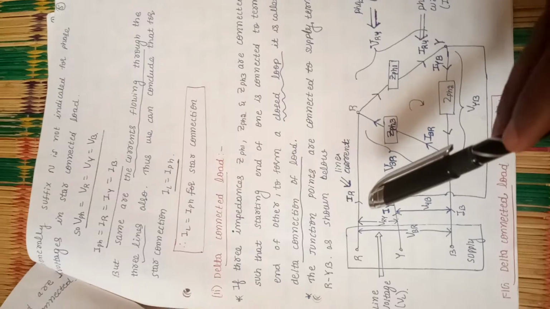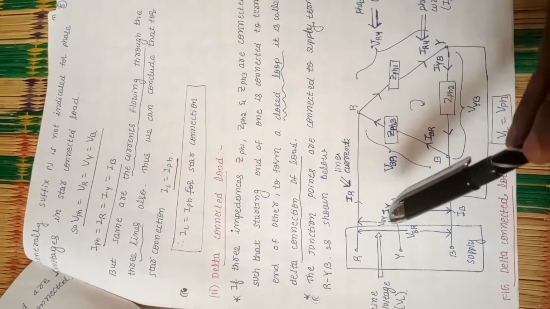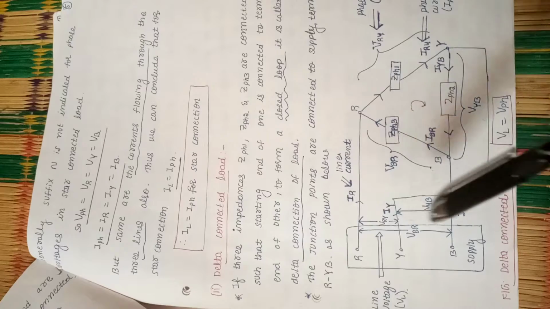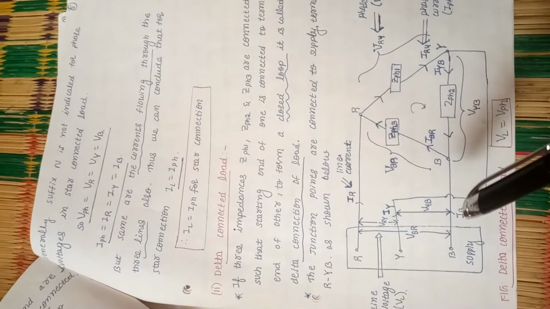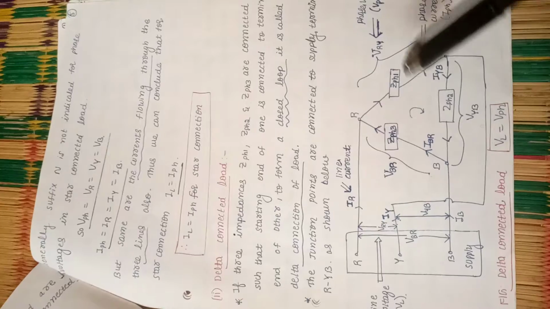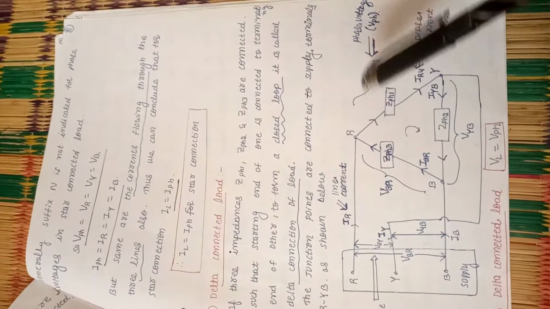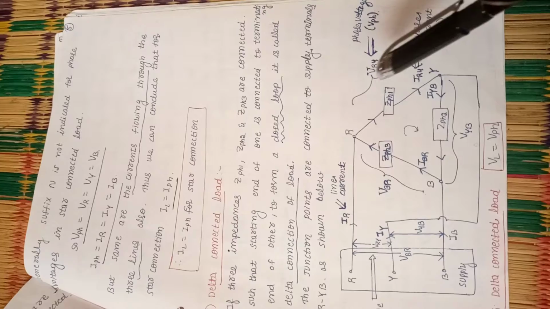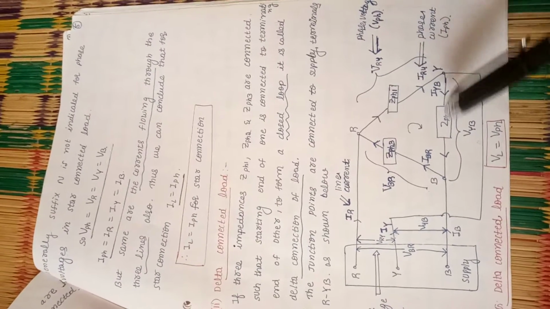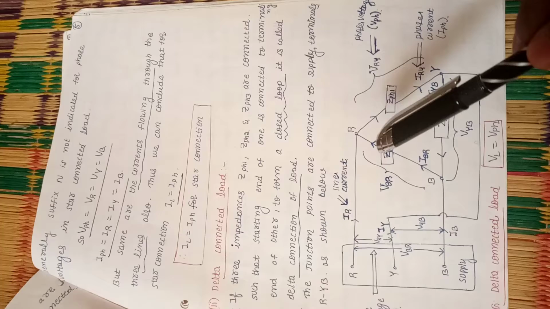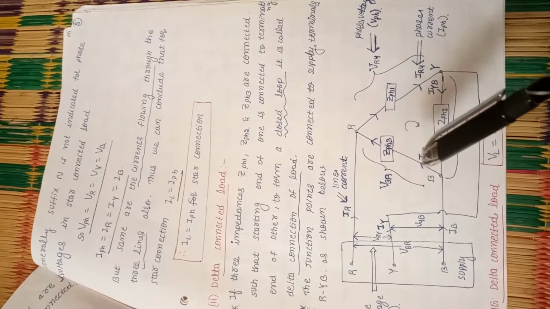The line voltages are VRY, VBR and VYB. Line currents are IR, IY and IB. Here the phase voltages are the voltage across the load, that is, VRY, VYB and VBR. Phase currents are IRY, IYB and IBR.